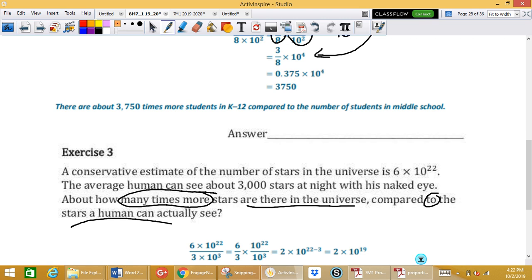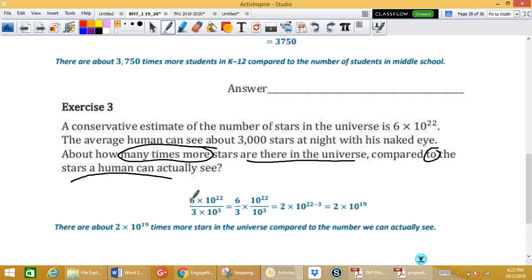So that tells us how to write our ratio. So we're going to have 6 times 10 to the 22nd divided by 3 times 10 to the 3rd. So I'm going to break it up where it's going to be 6 divided by 3 times 10 to the 22nd divided by 10 to the 3rd. So 6 divided by 3 is 2. And then we're going to subtract the exponents. 22 minus 3 is 19. So we get 2 times 10 to the 19th. So there's about 2 times 10 to the 19th more stars in the universe compared to what we can see.